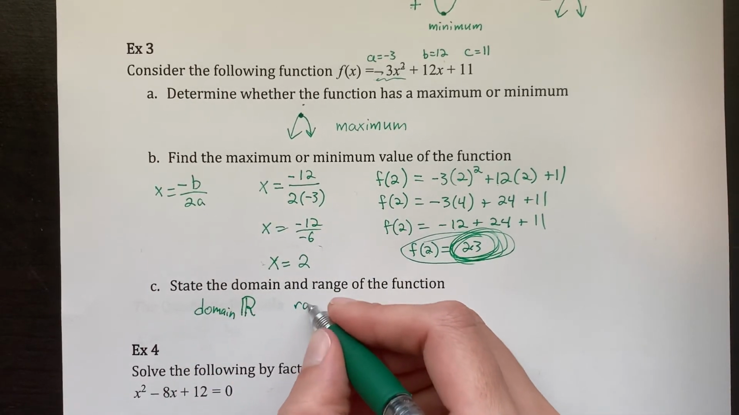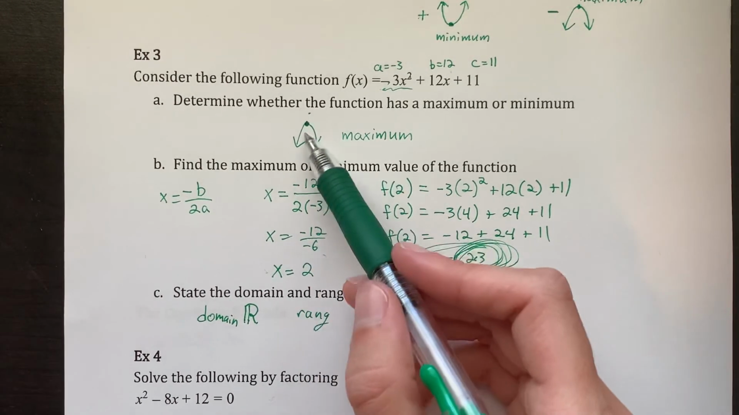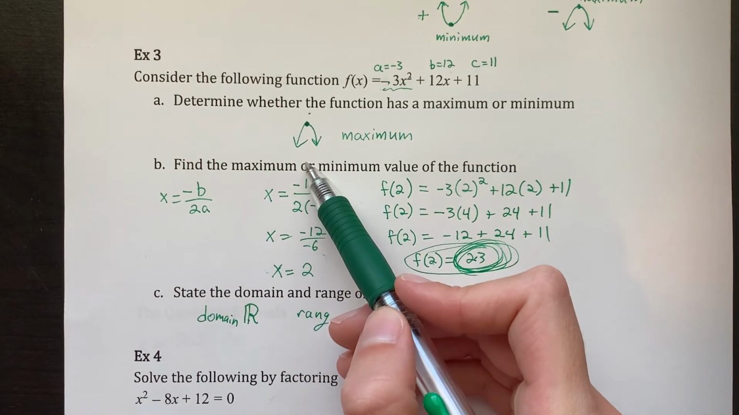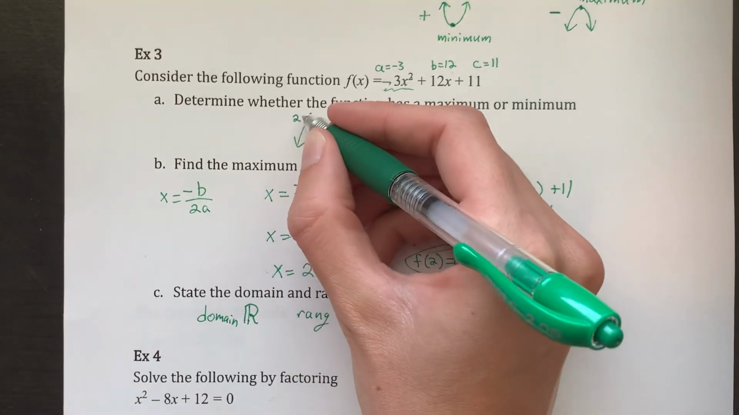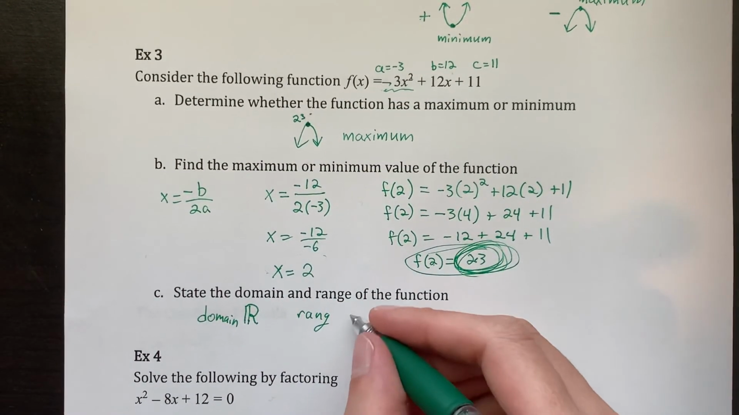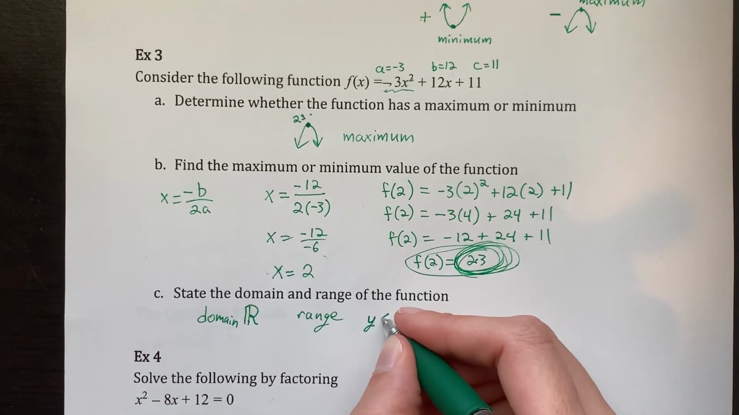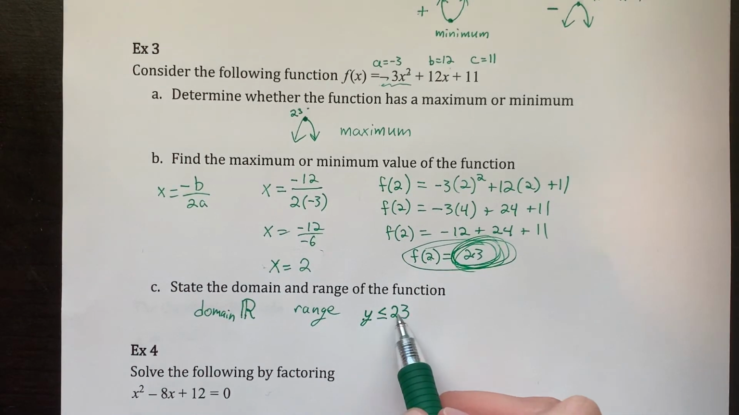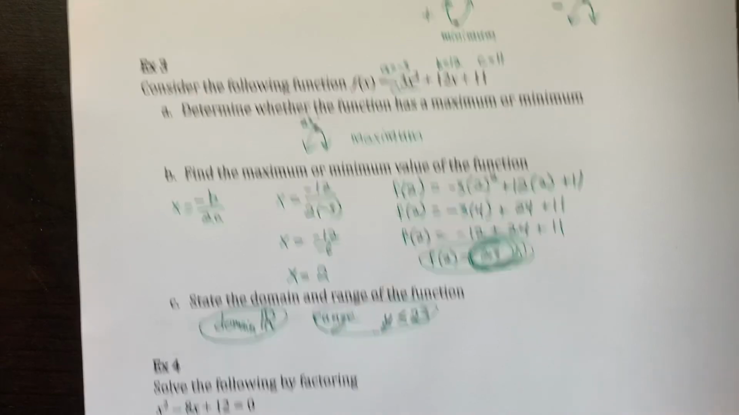For our range, that's the lowest and the highest numbers that we ever get. So on this graph, the lowest we ever get, well, it goes down forever. And it only goes up until 23, right? We said our maximum y value is 23. So our range is the y values have to be less than or equal to 23. They can be smaller than 23, but they can't be bigger. So anything smaller than or equal to 23 is our range. So there's our domain and range for number 3.